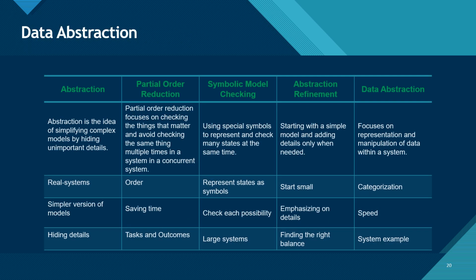Data abstraction, not the same as abstraction, focuses on how data is represented and manipulated within a simplified model. It allows us to categorize the different data states of the system, which makes it easy to check those. This results in overall speed improvement for the system verification process. For example, it would be checking if the temperature of a subsystem is too hot.